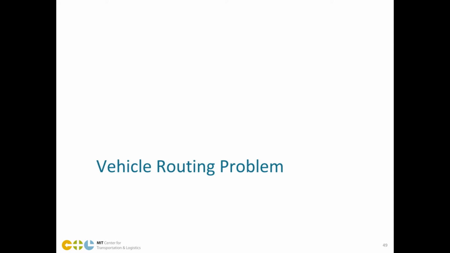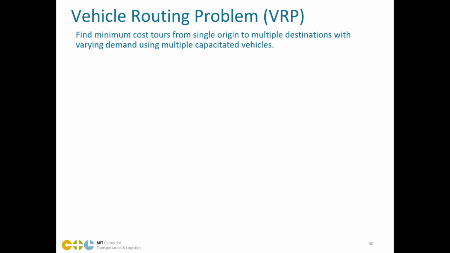Now let's turn to the vehicle routing problem. Now the vehicle routing problem, or VRP, is very similar to the traveling salesman problem. For the TSP, remember what we're looking for is to start from one node and go to every single other node in one big tour.